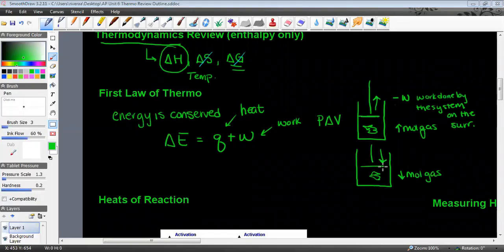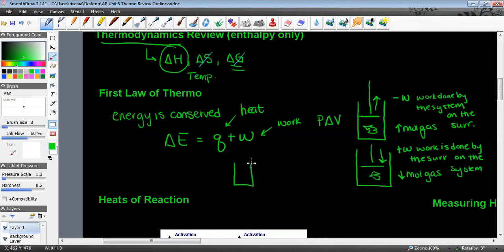So this would be a positive W, where the work is done by the surroundings on the system. Okay, so the signs matter. It's just showing the direction that the work is being done, either by the system on the surroundings or the surroundings on the system. We have to pay attention to the sign conventions for Q as well.